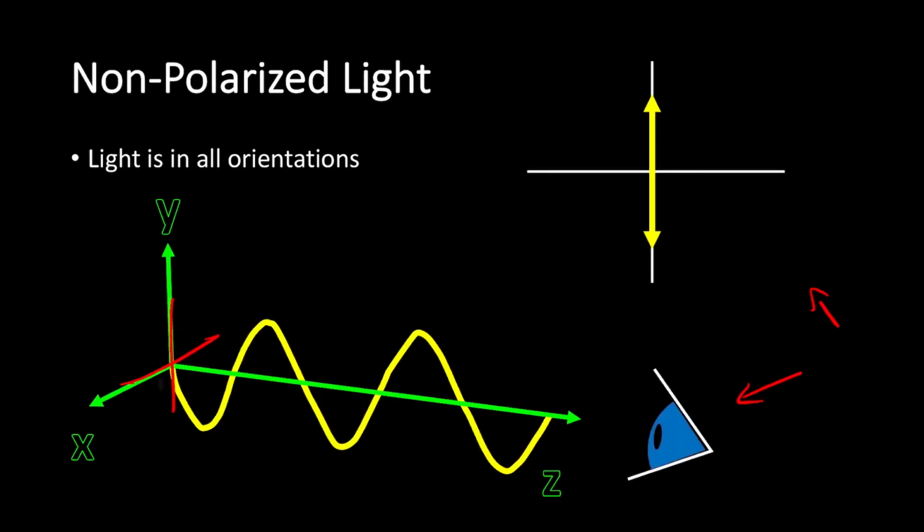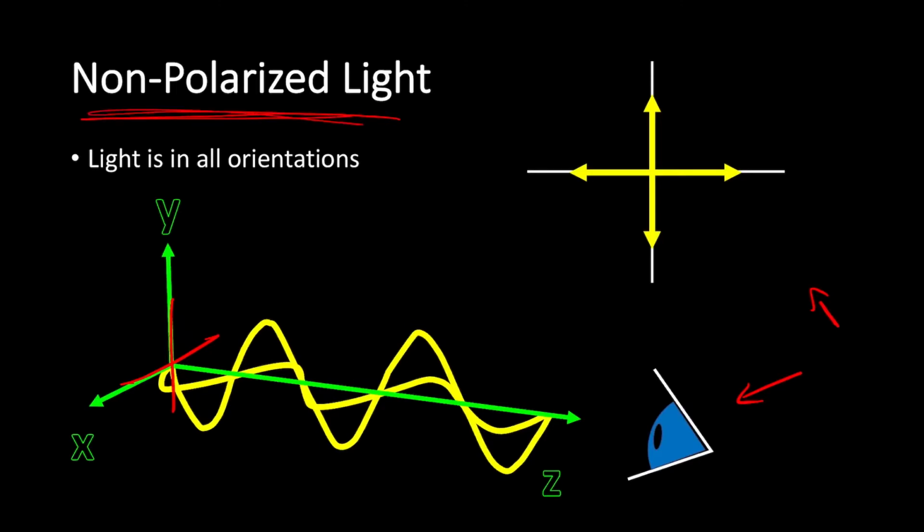Okay, so now if I have light in the other orientation like this, that's going to look like it's going along the x-axis like that. This is starting to build an image of non-polarized light. That's where we're going to have light in all orientations. So these 2 that we saw off the start, and then a whole bunch more orientations of light.